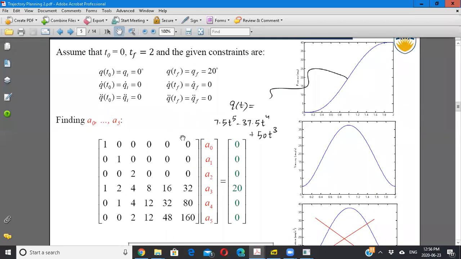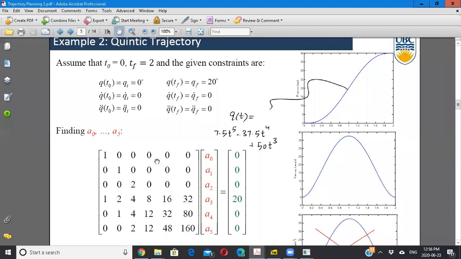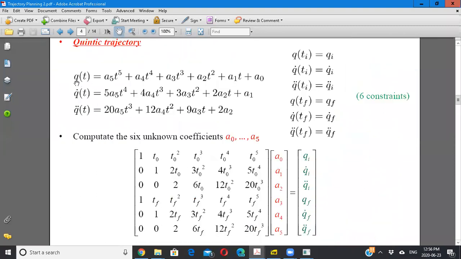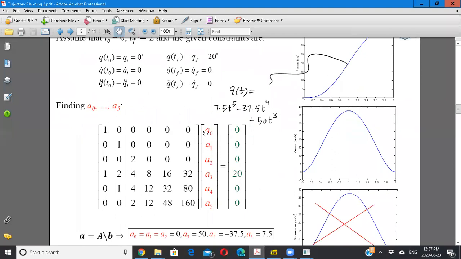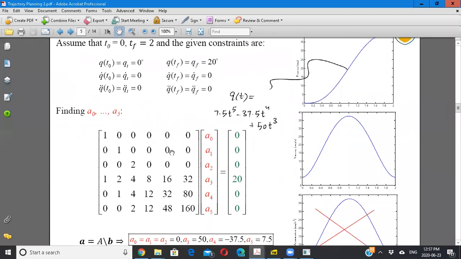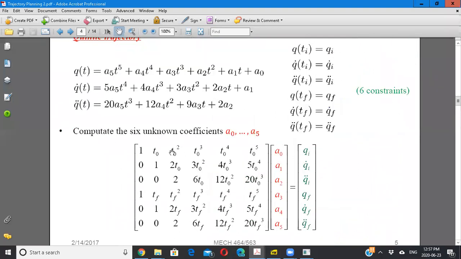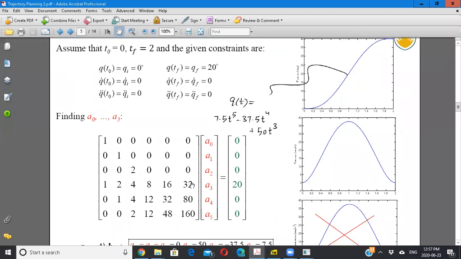So if we make it 40, then let's verify. When we make it 40, q_f, so we'll put it in this. Okay, so t is 0, 0, 0, 0, 0, and a naught will be equal to this. So that did not tell us anything. When do we use q_f in this? q_f at t equal to t_f. So t_f is 2. So this will be 2 to the cube, 2 to the 5, 32 a5. So that's why you see 32 here.